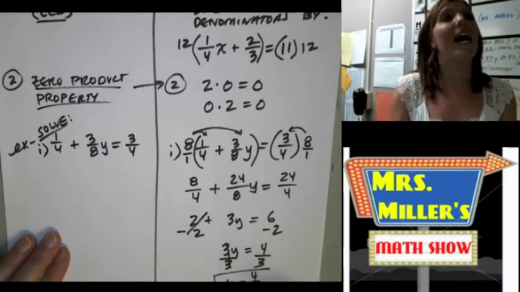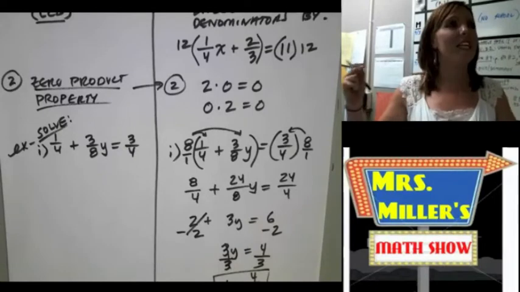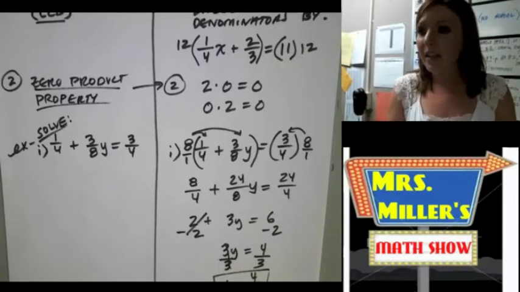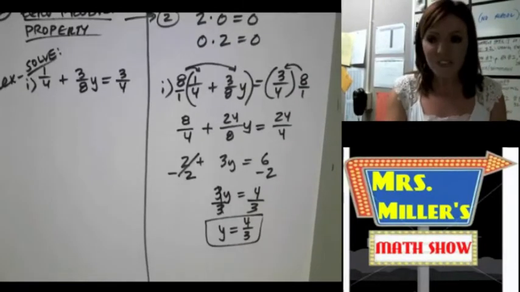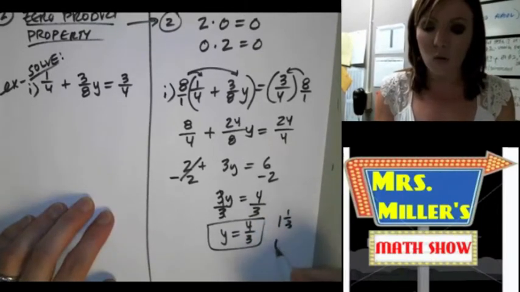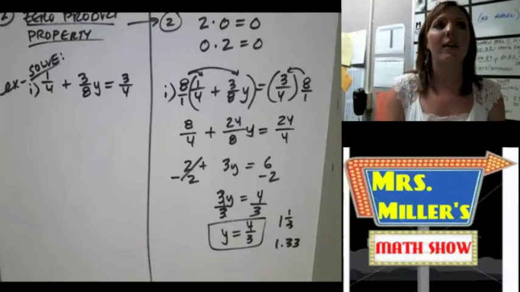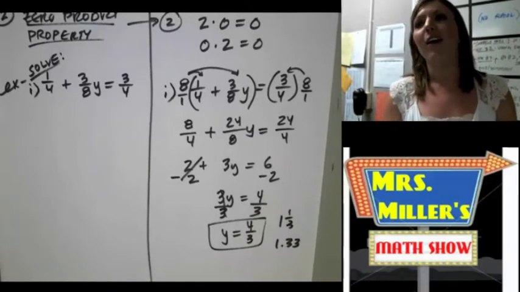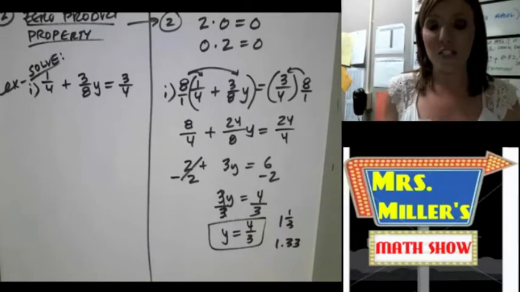You can leave it like that. I know for us really, really enthusiastic math students, thank you, Crystal, you can turn this into a mixed number, 1 1/3, or a decimal, 1.33, but you don't have to. That is the beauty of leaving things as improper fractions. You can leave it like that.